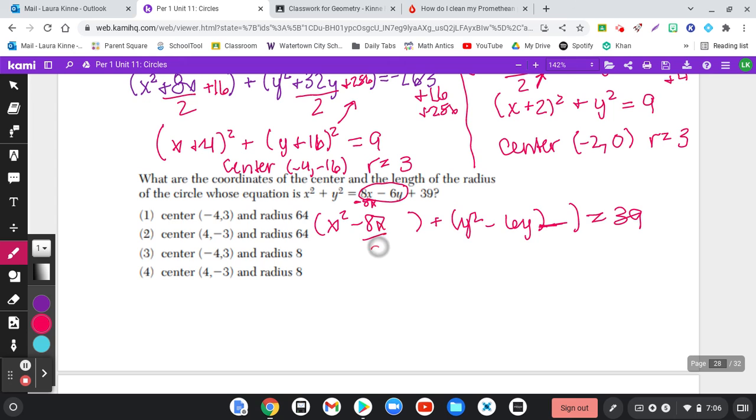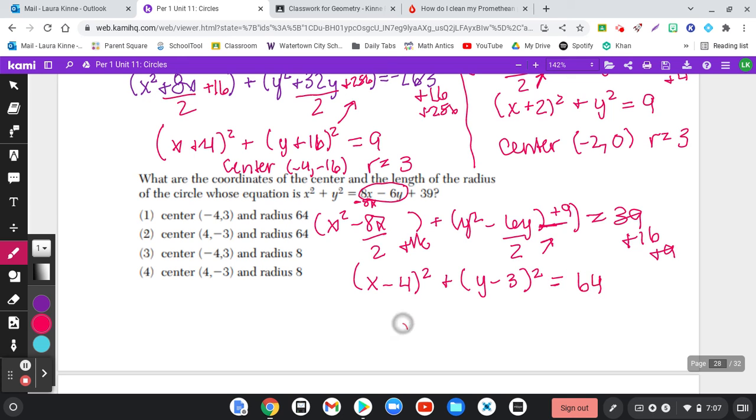Okay, so let's cut it in half. So we have x minus 4 squared. So we'd have to add 16 to both sides. And then we have y minus 3 squared. So we'd have to add 9 to both sides. And when we do that, we get 64. So your center, notice I'm not even looking at the multiple choice right now, positive 4, positive 3. And the square root of 64 is 8 for your radius.